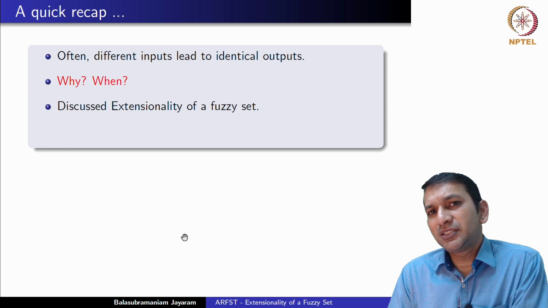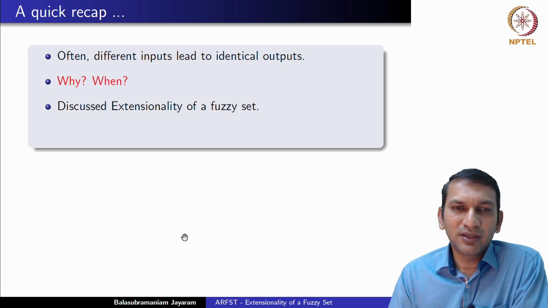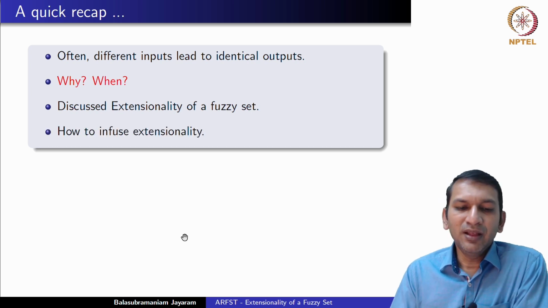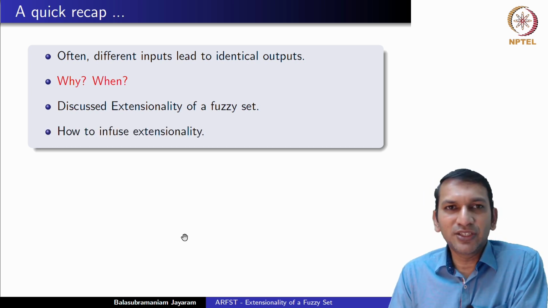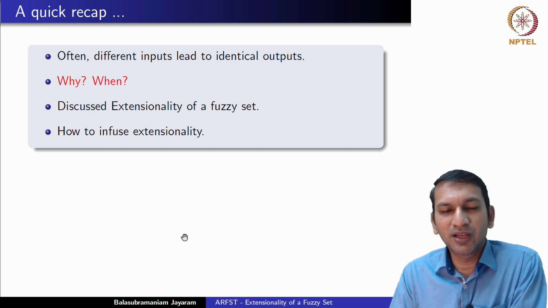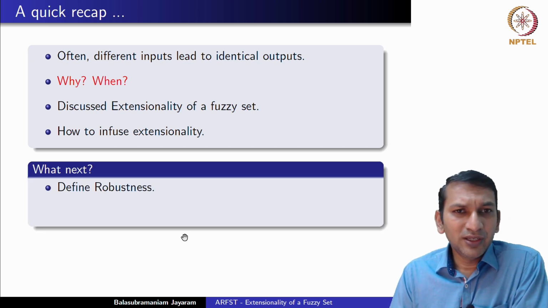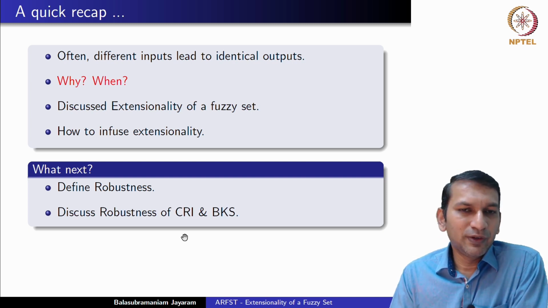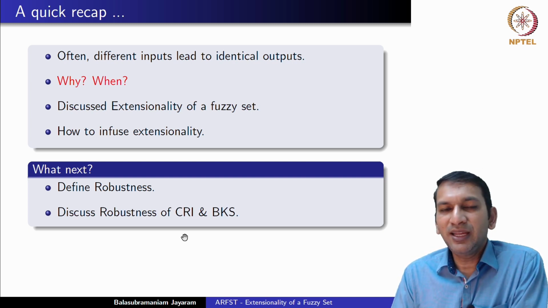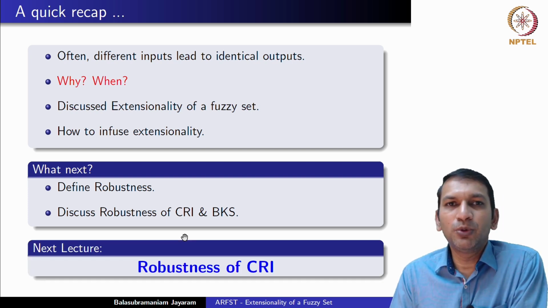Towards this end, we discussed the concept of extensionality of a fuzzy set with respect to an equivalence relation and the operation star. In the case a fuzzy set is not extensional, we have seen how to infuse extensionality. We have defined what an extensional hull is, and we have also seen some examples. Going forward, we will define what robustness of an FRI is, and in particular we will look at the robustness of both CRI and BKS. In the next lecture, we will concentrate on the robustness of the compositional rule of inference.